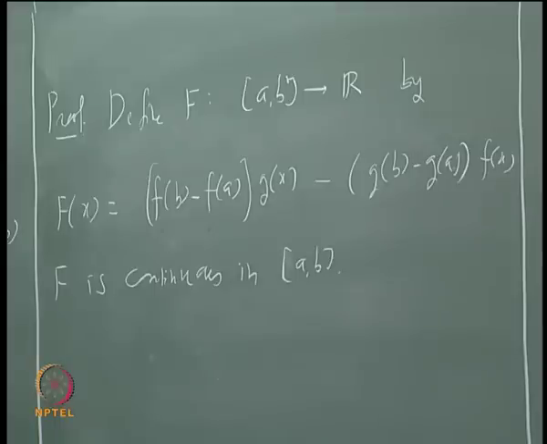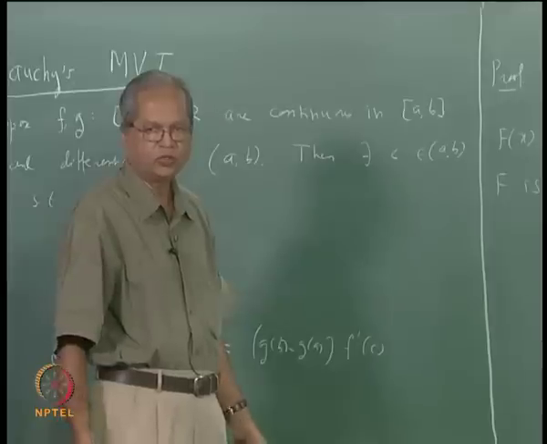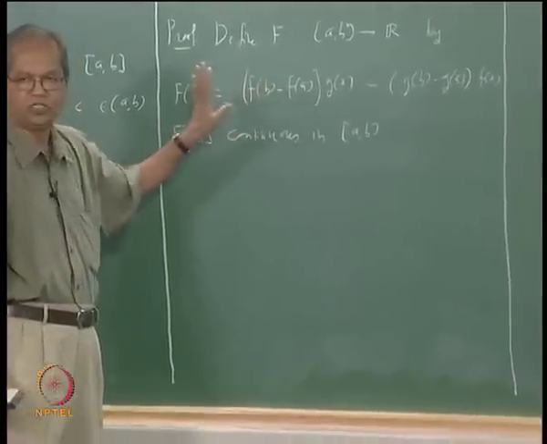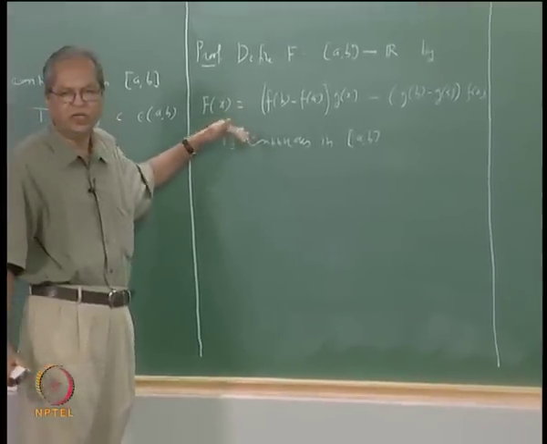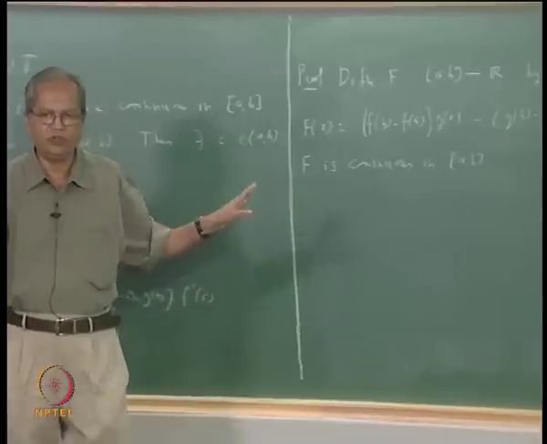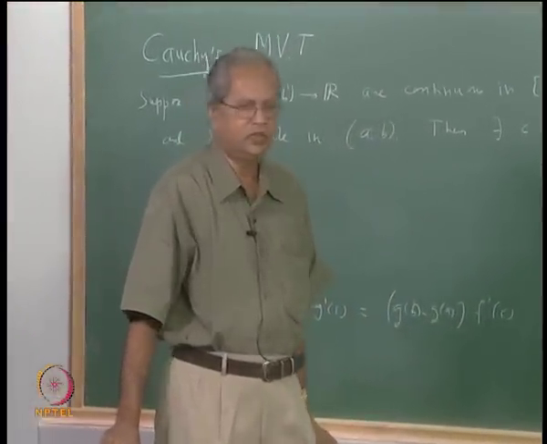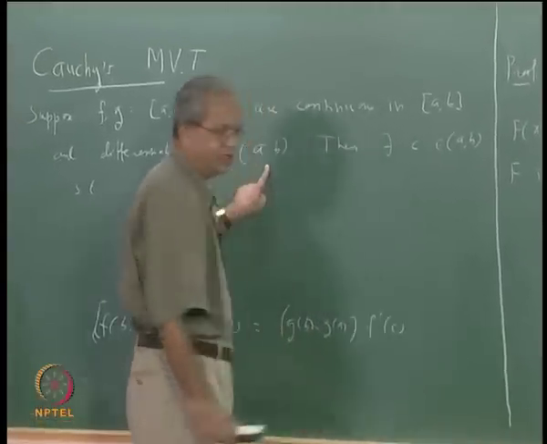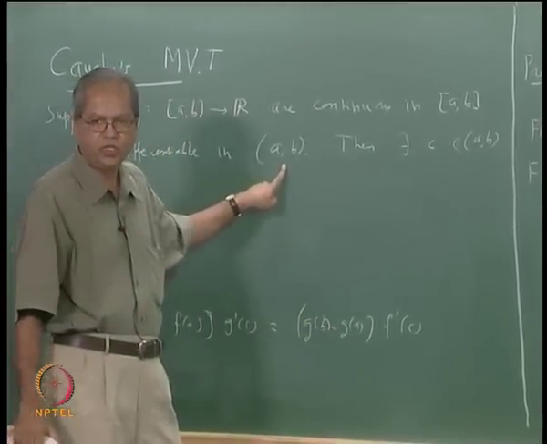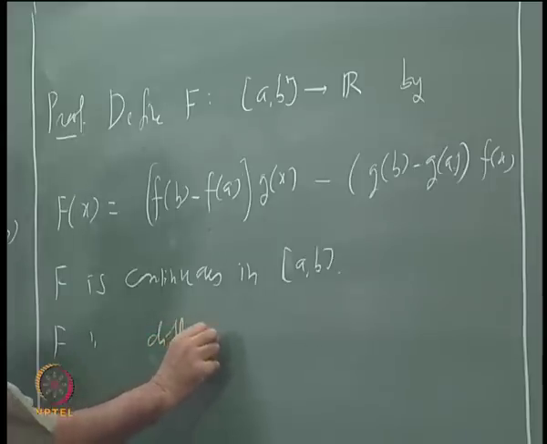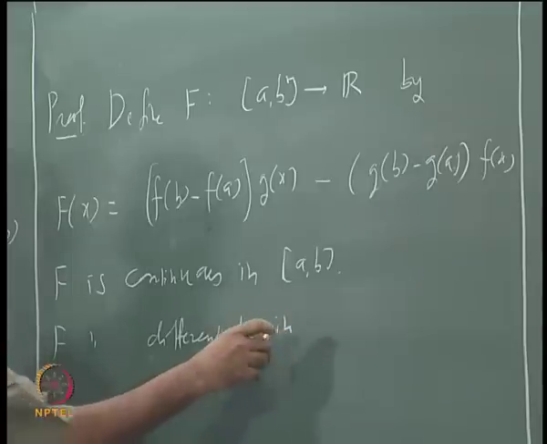Next is differentiability, again the same argument, because big F is some kind of a combination of small f and small g. All other things coming into the picture are just constants. So wherever small f and small g are differentiable, big F will also be differentiable, and that is the case in the open interval (a,b). So big F is differentiable in the open interval (a,b).